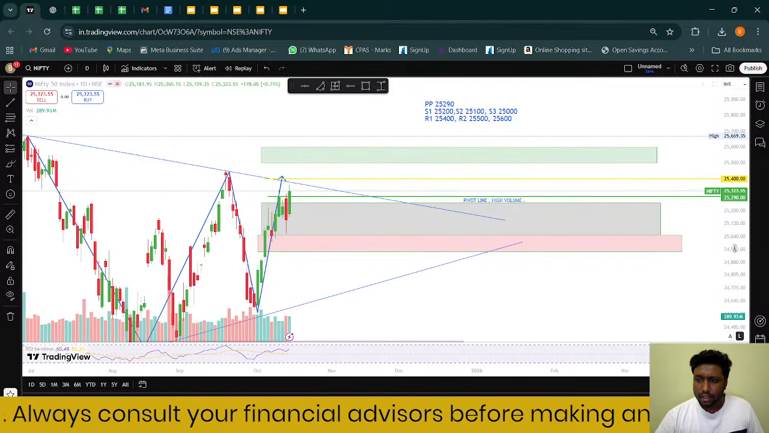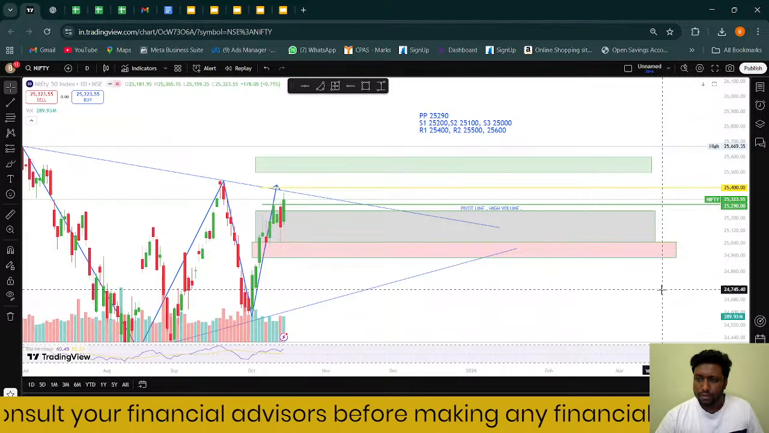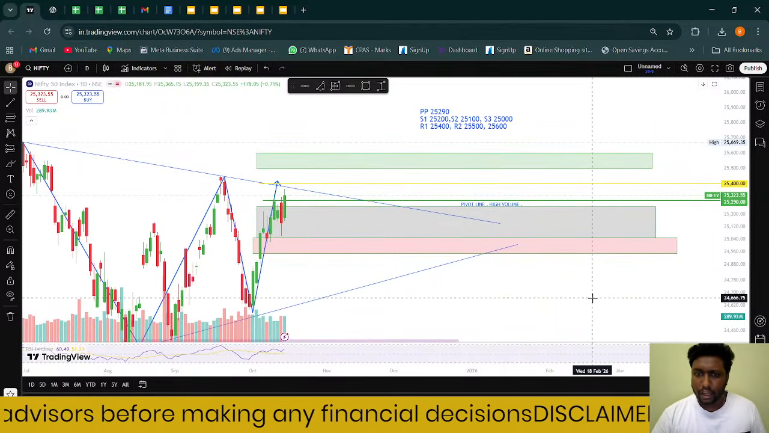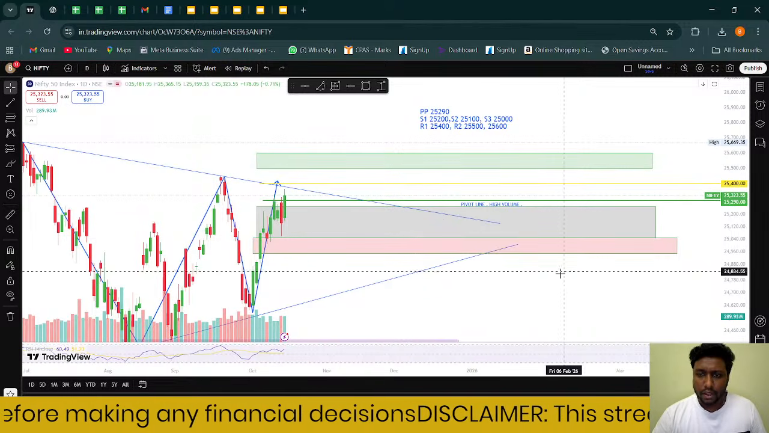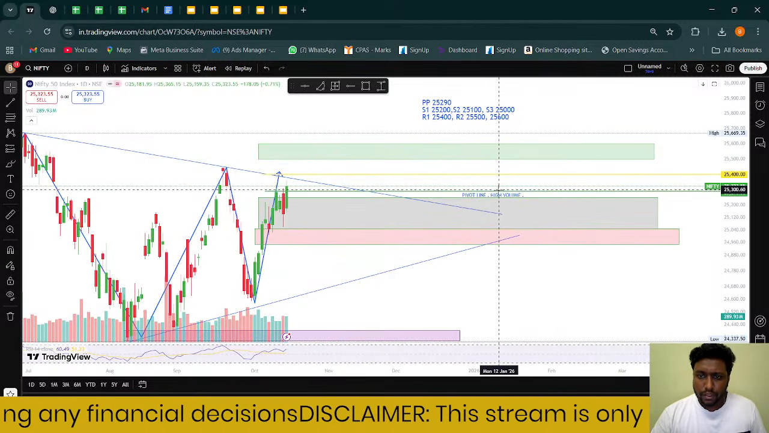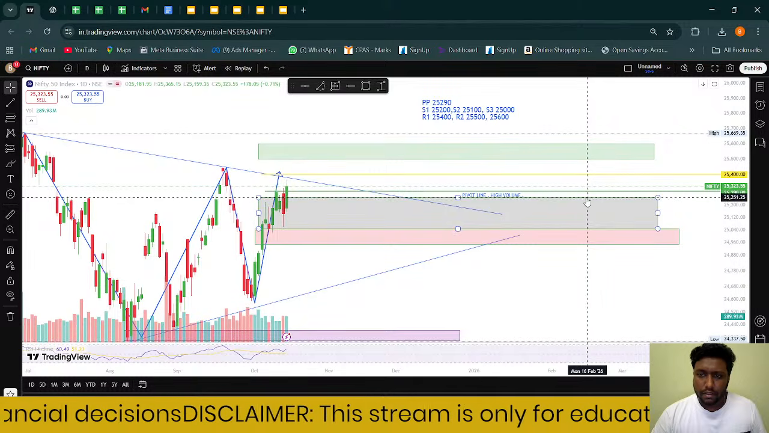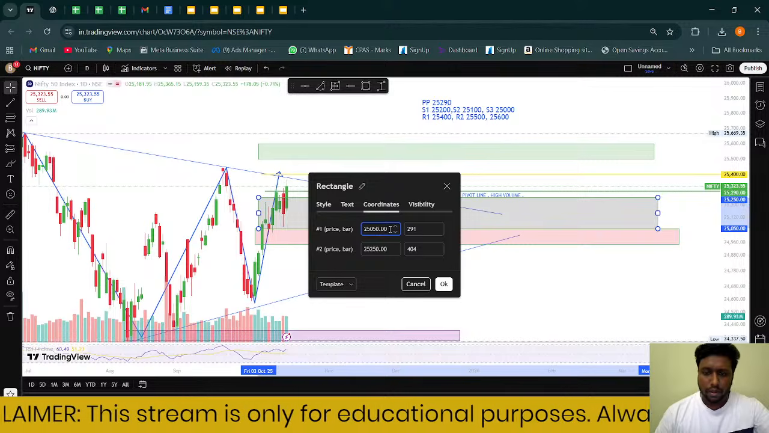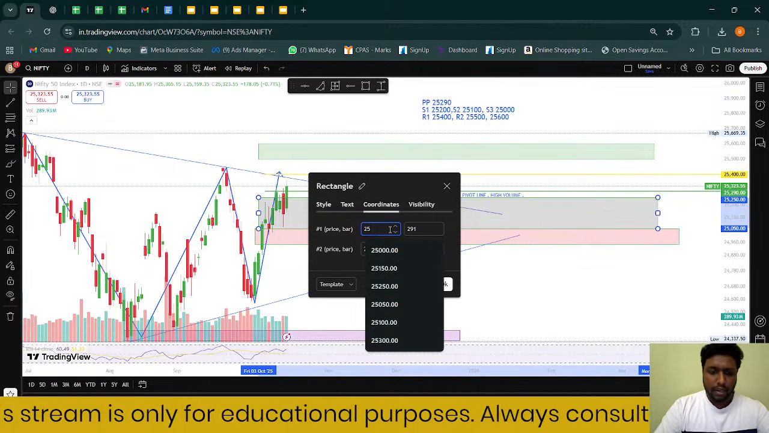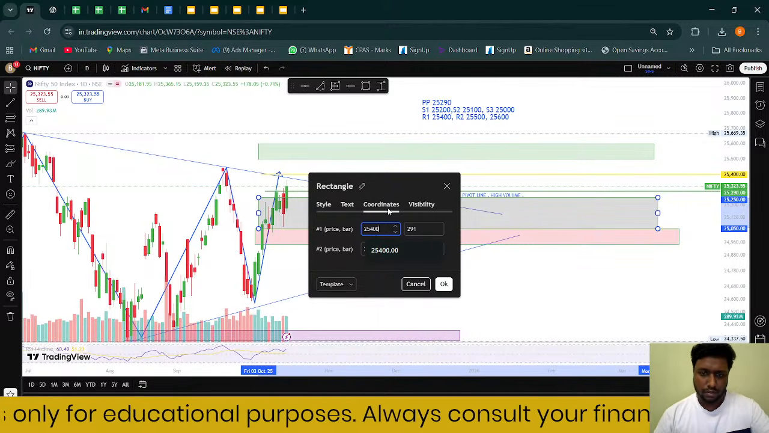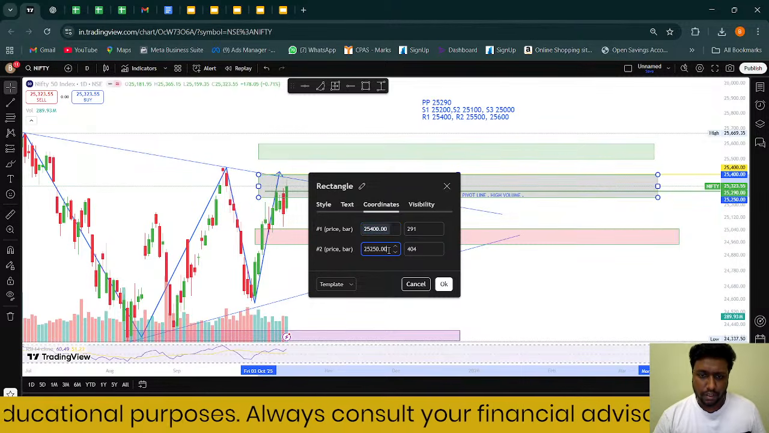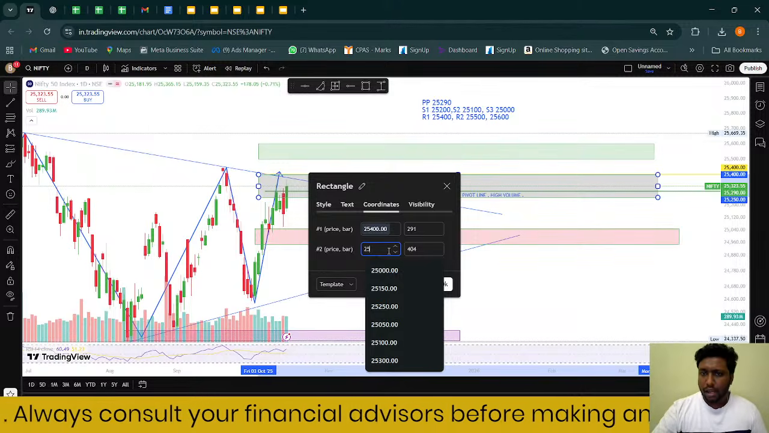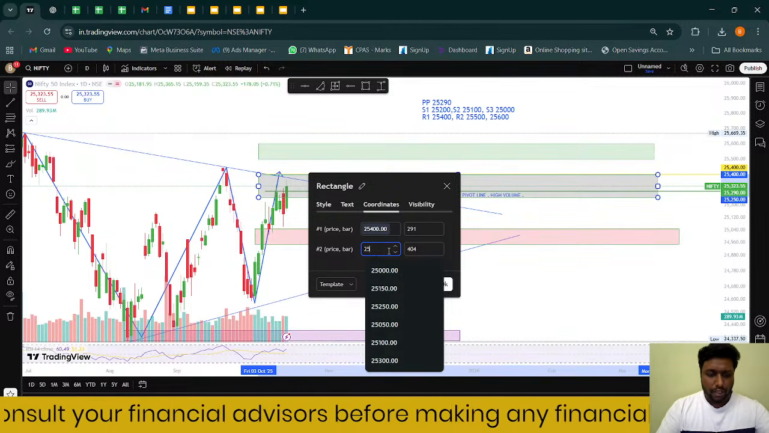So let's validate it the same way, through volume. If we get a higher volume, definitely these levels are going to be tested. So let's quickly mark this range bound market level. Range bound will be between R1 and S1. If the market is going to give us a consolidated move or a range bound move, definitely it will be between the R1 and S1 level.